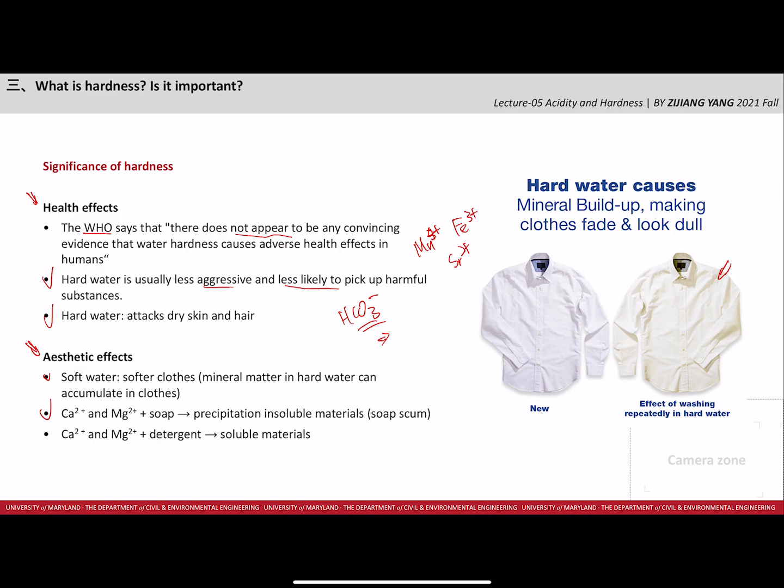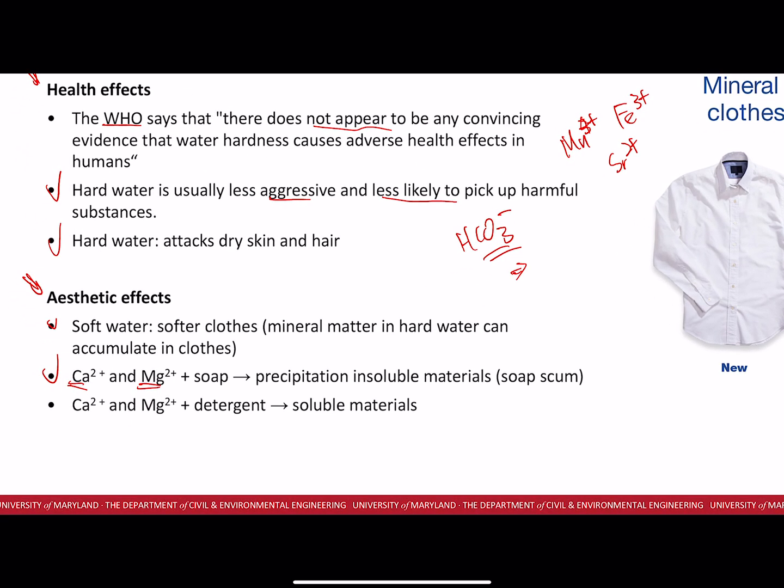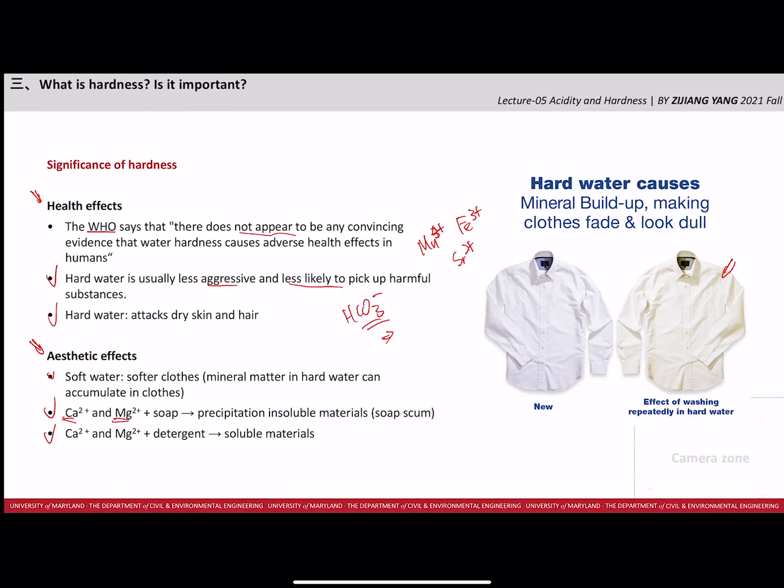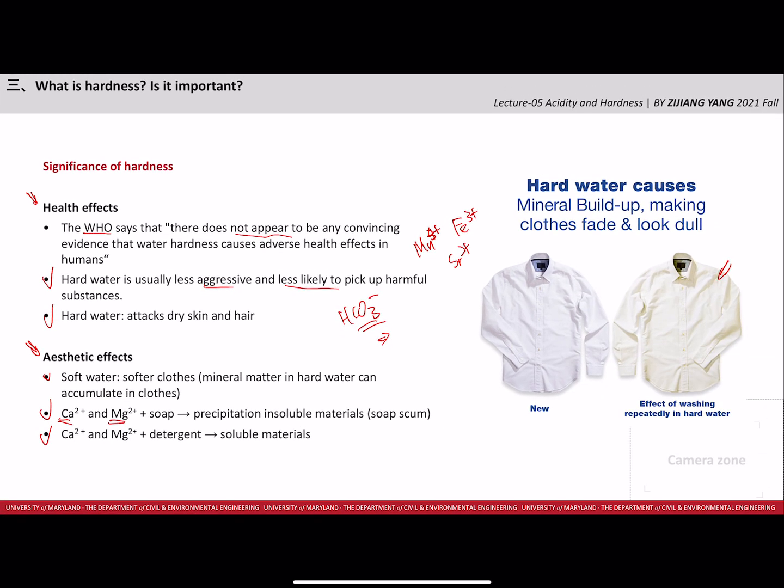So if we have soap, we can see that the calcium and the magnesium can precipitate with the soap, and so we will have the precipitation of some insoluble materials. And for the calcium and magnesium, I think nowadays we have detergent, which is more soluble in hard water, so it will be more efficient when we are washing with hard water.